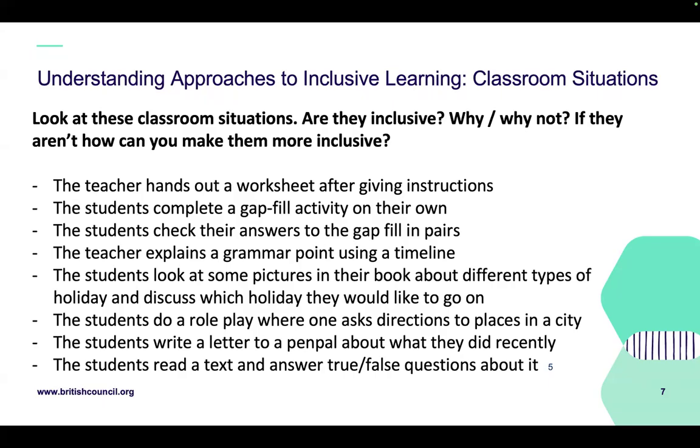Okay. Next one, the students do a role play where one asks directions to places in a city. So how would you build this for an inclusive lesson? It's a role play. So would you give them a mini script to try to follow?